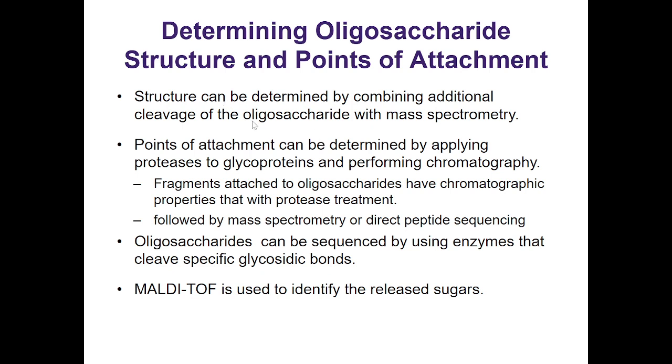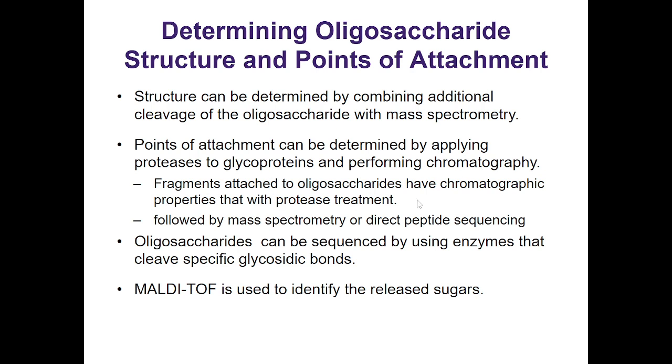The structures can be determined by combining additional cleavage of your oligosaccharides with mass spectrometry. You'll notice this is very similar to the amino acid method we used before. Because it is, we can do the same thing with the oligosaccharides as well, right? Though the oligosaccharides have a lot of ones that are just isomers of each other, and so you have to be a lot more careful. The points of attachment can be determined by applying proteases to the glycoproteins and performing chromatography. I know, we just taught you that one, didn't we? Woo! Now you have that method.